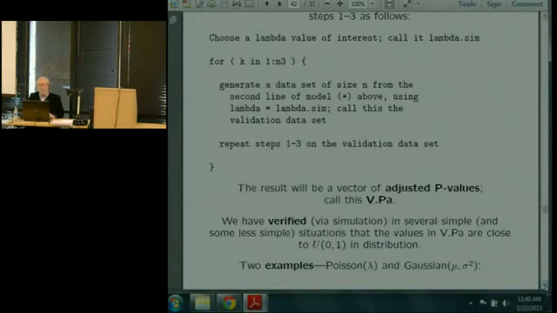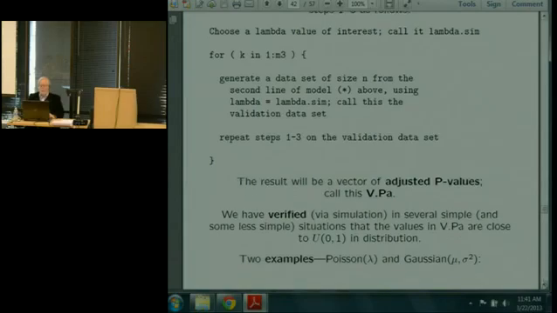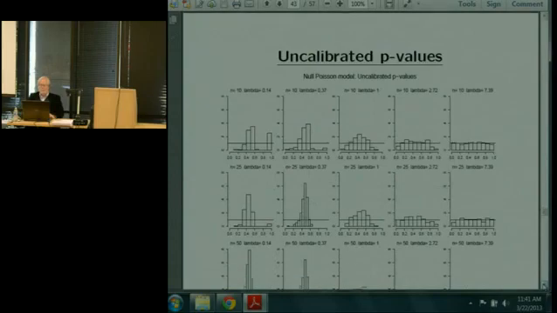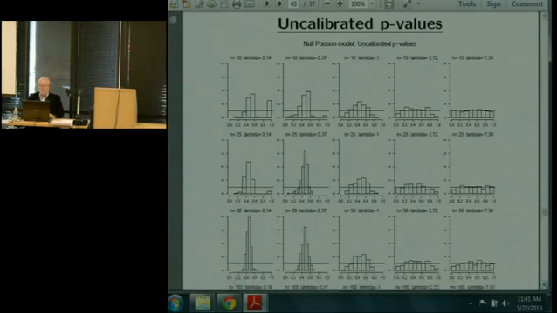No, it proves that our adjustment method is well calibrated, because a correct p-value should have a uniform distribution under the null, and Gelman's procedure does not, and our procedure does. And so here's some examples. Here's what you get from Gelman if the data were Poisson lambda.